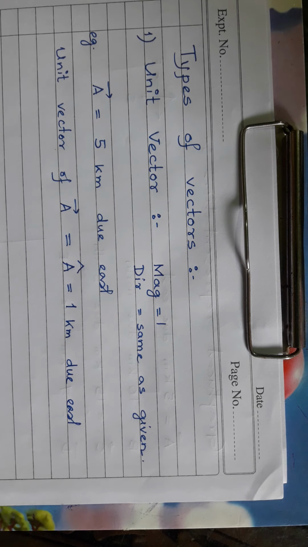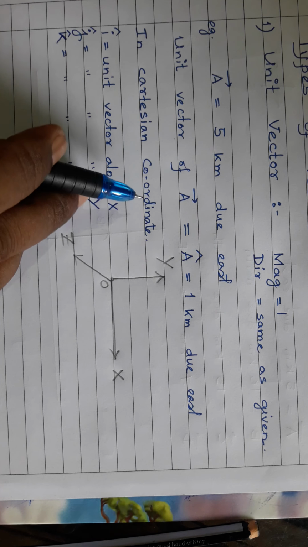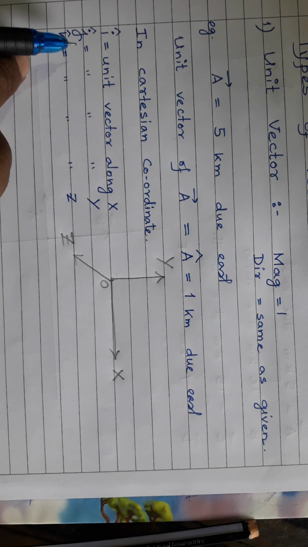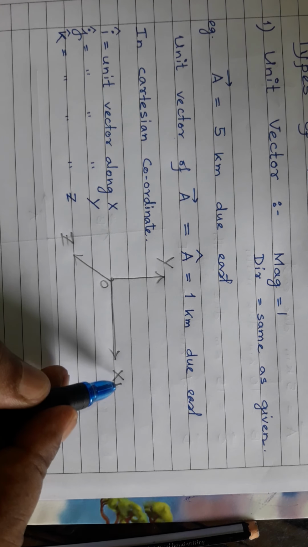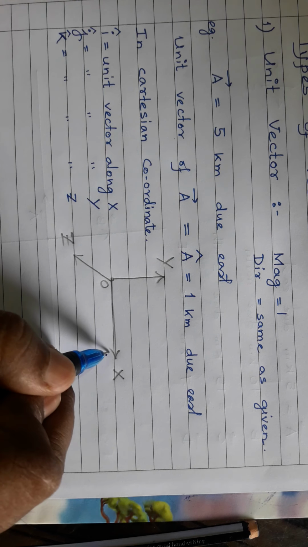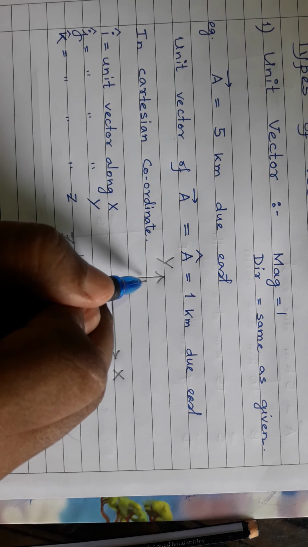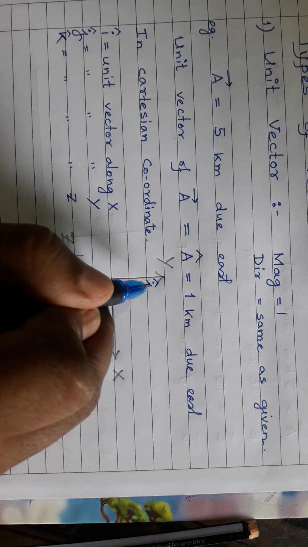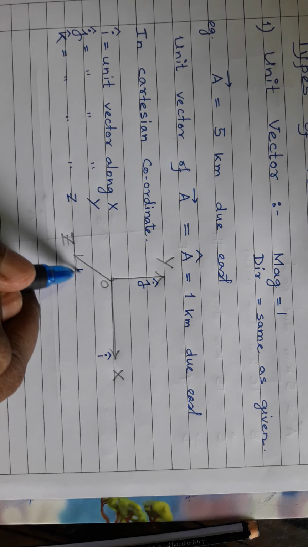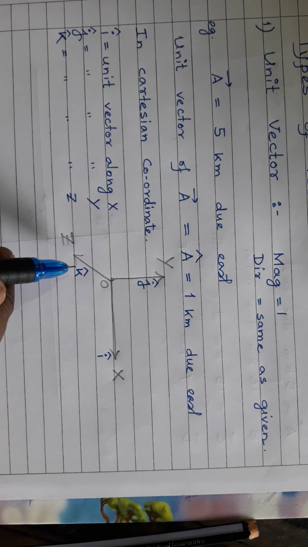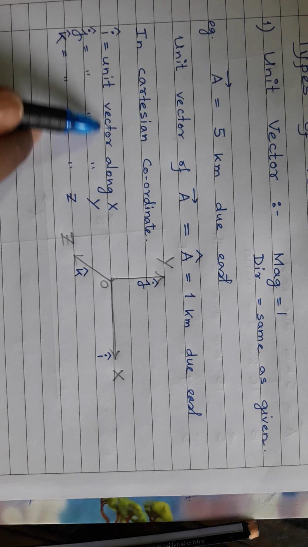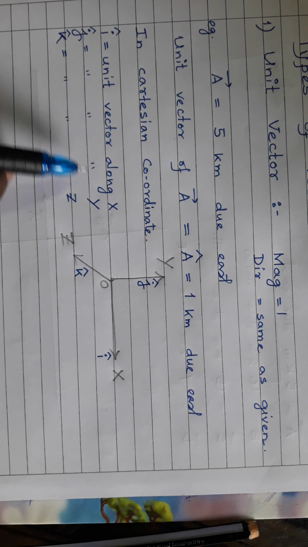In Cartesian coordinate system, we use standard symbols. To represent x direction, we use i cap. To represent y direction, we use j cap, and for z direction, we use k cap. So i cap is a unit vector along x, j cap is a unit vector along y, and k cap is a unit vector along z.